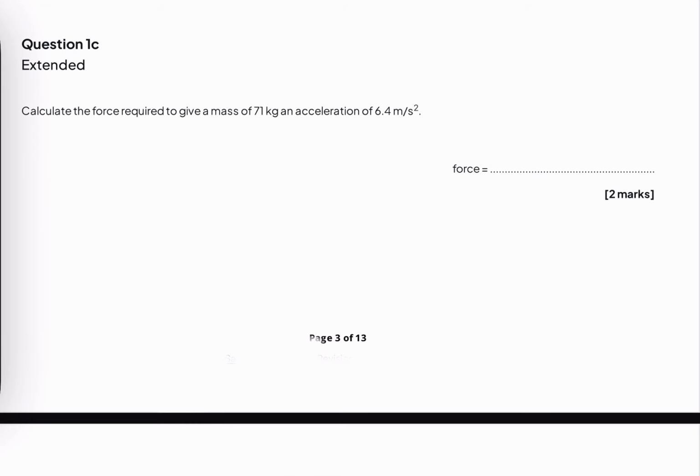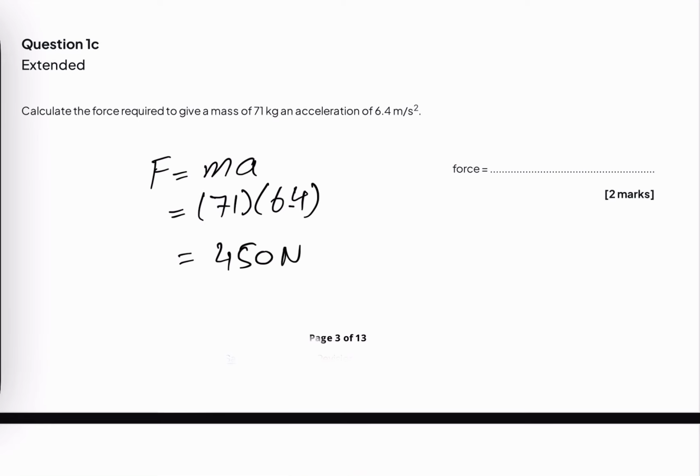Okay, in part C, calculate the force required to give a mass of 71 kg an acceleration of 6.4. So simply you have to use Newton's second law. F equals ma, mass is 71, acceleration is 6.4. So multiplying both of those we get 450 newtons. So 450 newtons is the answer.